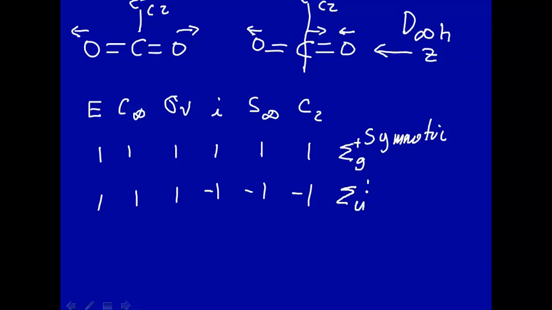Sigma u plus. Recall that the subscripts g and u stand for gerade and ungerade. Gerade means a +1 with respect to inversion. Yeah, +1. Ungerade means -1 with respect to inversion. Yes, -1. Looks like those symbols are correct. And this was the antisymmetric or asymmetric stretch.